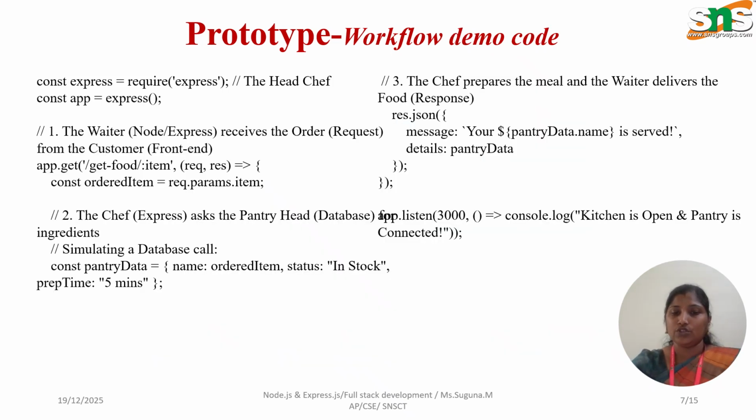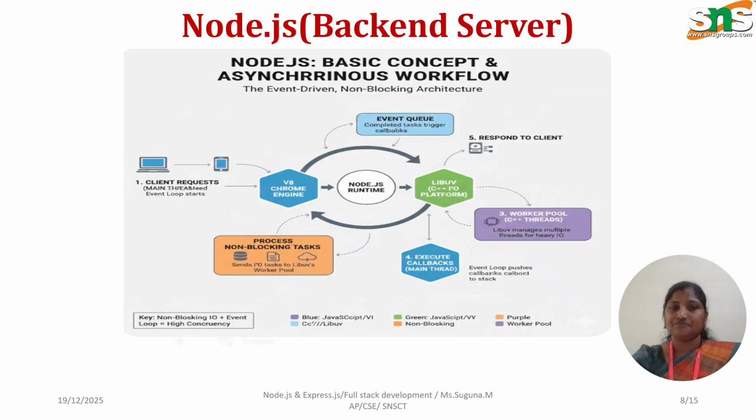Now let me explain the prototype workflow demo. So now let us understand the demo code which is shown here. Here we import Express. We create an application. We define a route, which is get food item. And when a request comes, the ordered item is extracted. A simulated database call is made. Then a JSON, which is JavaScript Object Notation, response is sent back. This clearly shows how Express handles routing, how backend logic works, and how the response is sent to the front end. And this is Node.js versus Express.js.